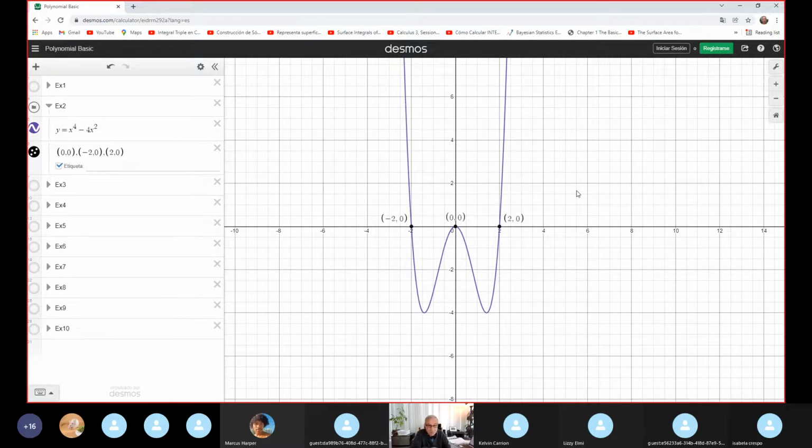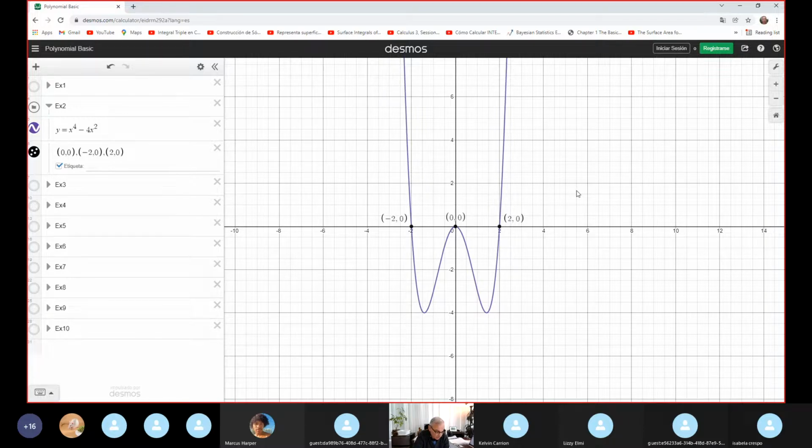Good or not good? By the way, curiosity: the function is an even function because the exponents are 4 and 2. When you replace x with negative x, you make a reflection. The function stays the same. And that means that the graph is symmetric with respect to the y-axis. Super good. I understand very well now.